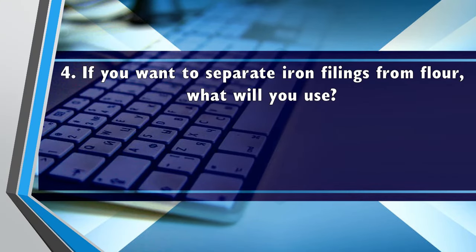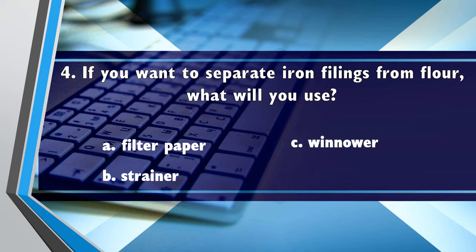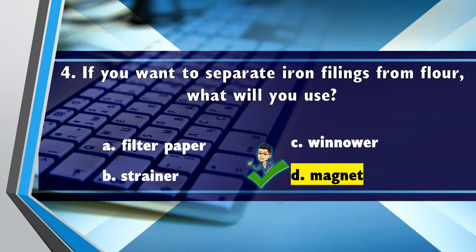Number 4. If you want to separate iron filings from flour, what will you use? A. Filter paper. B. Strainer. C. Winnower. D. Magnet. The correct answer is letter D. Magnet.